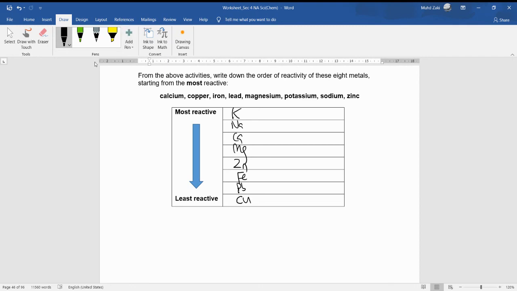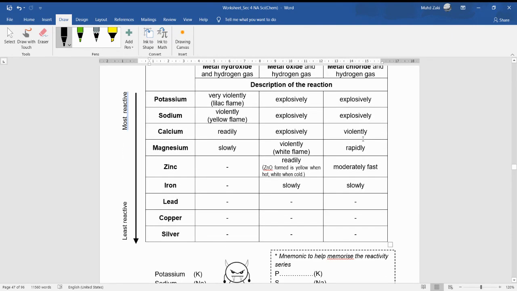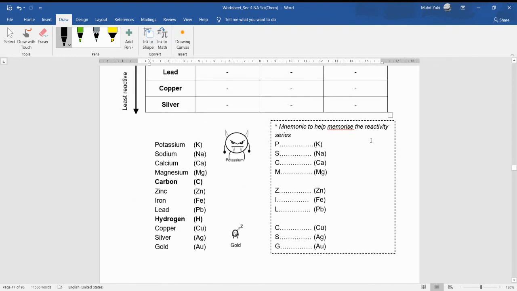We call this the reactivity series. This one must be memorized. This one cannot be obtained from the periodic table, unlike group 1 metals, which you can get from the periodic table. So you must remember all of this, all the descriptions. How to remember the order? One way you can use is a mnemonic.